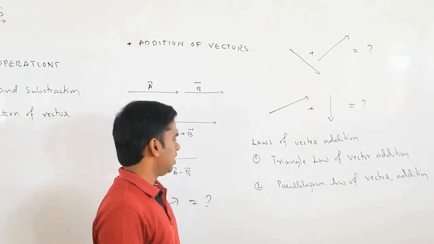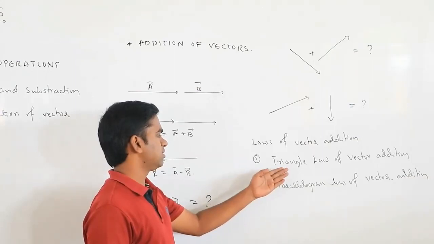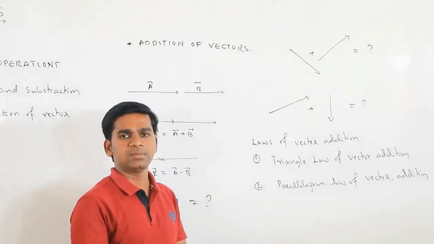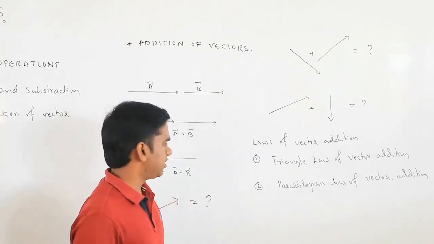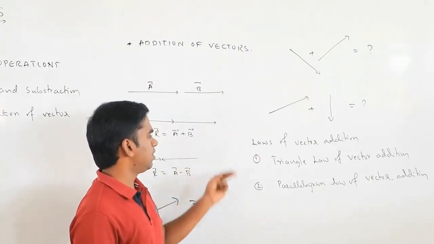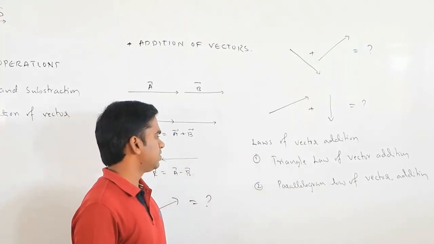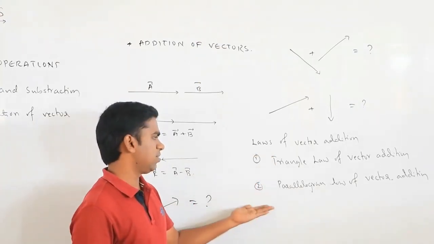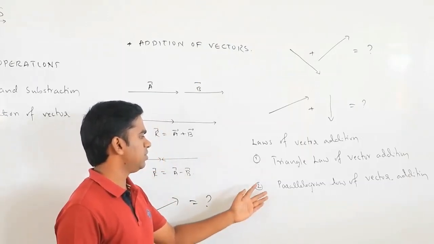The polynomial law of vector addition will also come, so we can discuss that while discussing the triangle law. That is when there are more than two vectors, we can go with the polynomial law of vector addition. We'll see that when it comes. But mainly what they ask in your exams or board exams is the laws of vector addition, which means you have to go with the triangle law or the parallelogram law of vector addition.